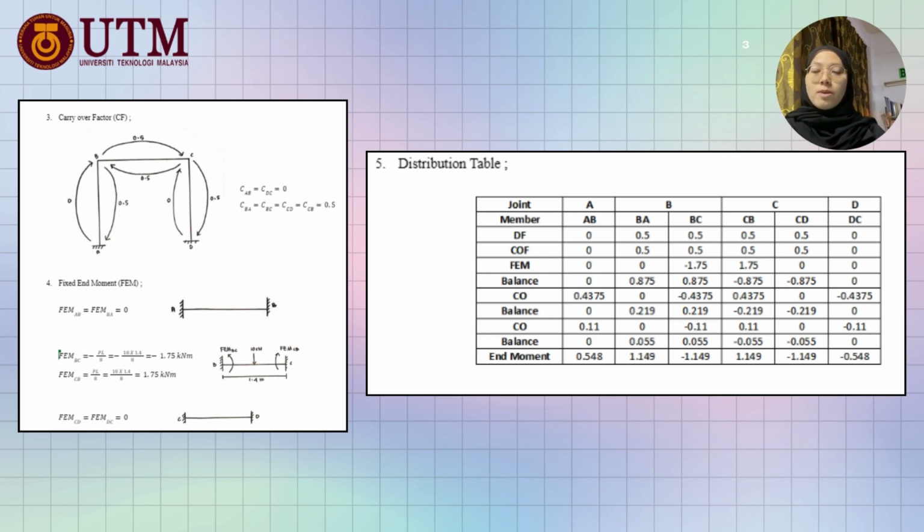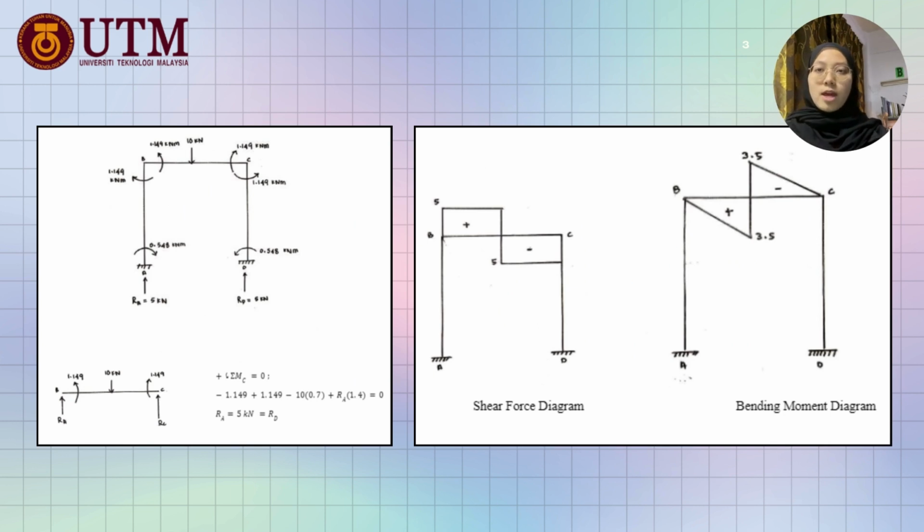For the end moment, for member AB the value is 0.548, for BA 1.149, for BC negative 1.149, for CB 1.149, for CD negative 1.149, and for DC negative 0.548. After we get the end moments, we need to calculate the reaction forces RA and RD. The value of the reaction force for RA and RD is 5 kilonewton. After we got the reaction forces, we can draw the shear force diagram and bending moment diagram.